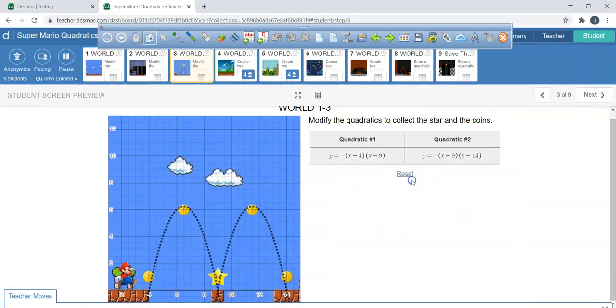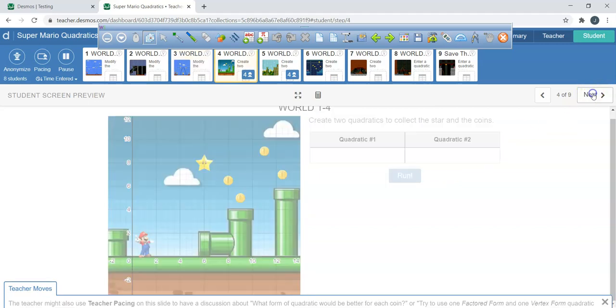So that's what you're going to be doing on this particular assignment. Just having fun, trying to jump and get those coins. All right, and stars. Wow, such a fun game. All right, move on to the next one.